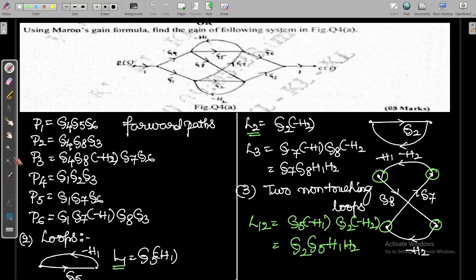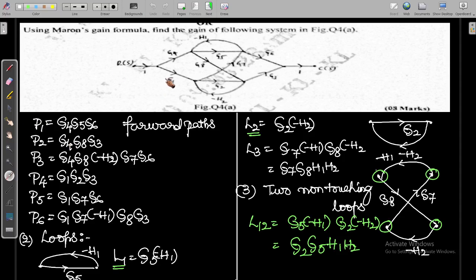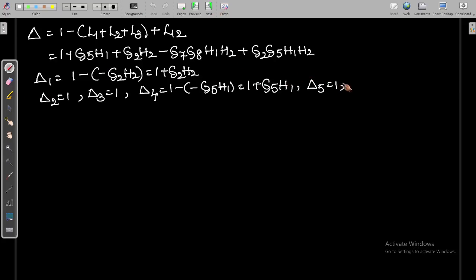For calculation of the delta 5, what we can take, delta 5 is equal to G1, G7, G6, it is also touching all the loops, so delta 5 value will become 1 only here. The same thing, delta 6 will be G1, G7 minus H1, G8, G3, it is also touching all the loops, so it will take the delta 5 value, delta 6 also 1. So except delta 1 and delta 4, the remaining things are equal to 1, we can write.